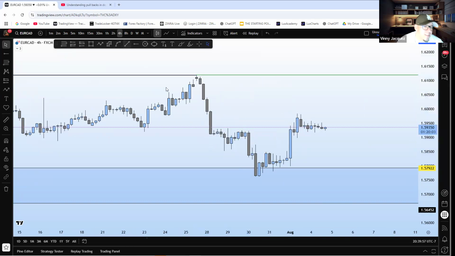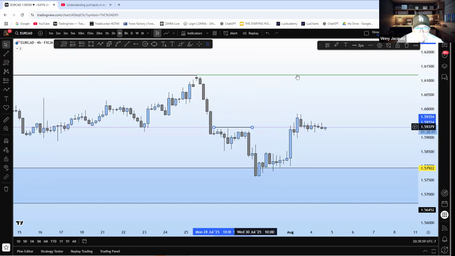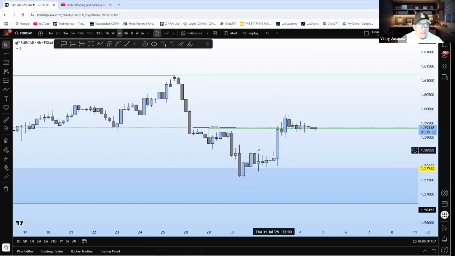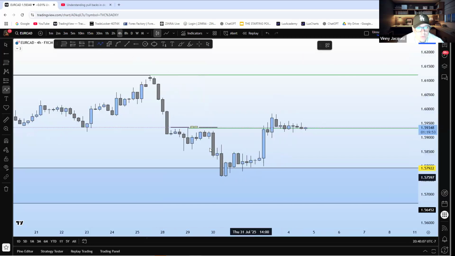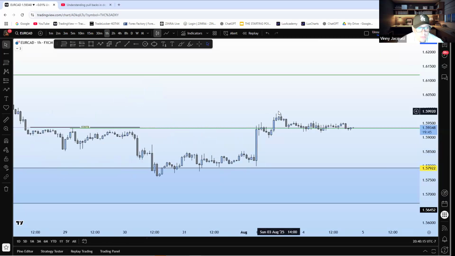Guys, if you can see it, mark it up. That's liquidity to the upside. This is also a target point, right? Now we can see we have a slight pullback. We can also use this as a target if you'd like, right? On the lower time frame, that will be a bit more defined on the 1 hour.